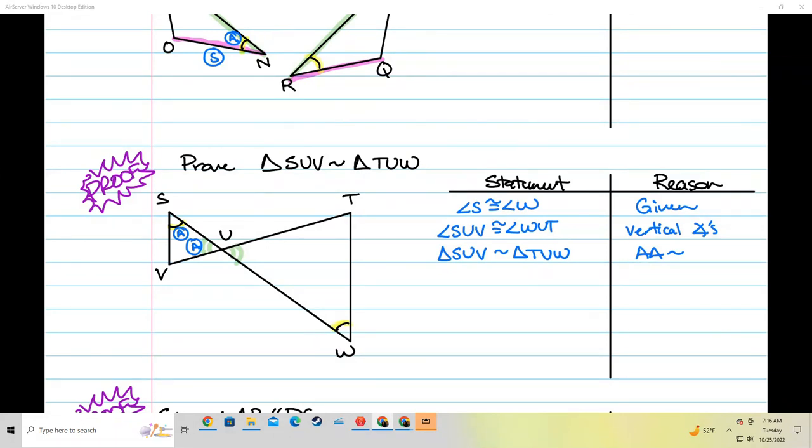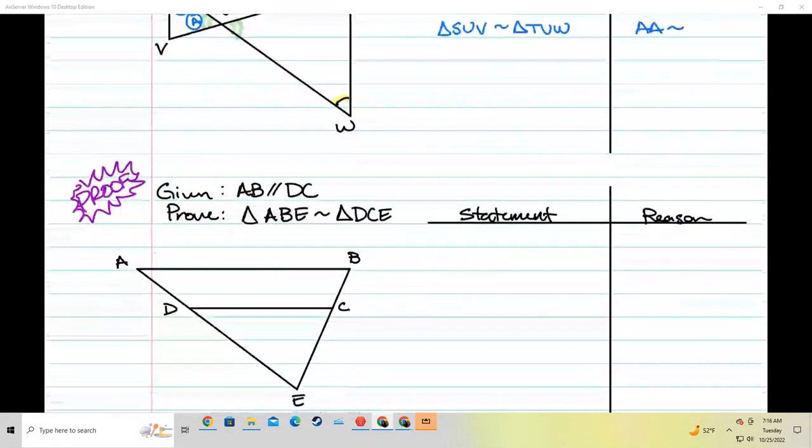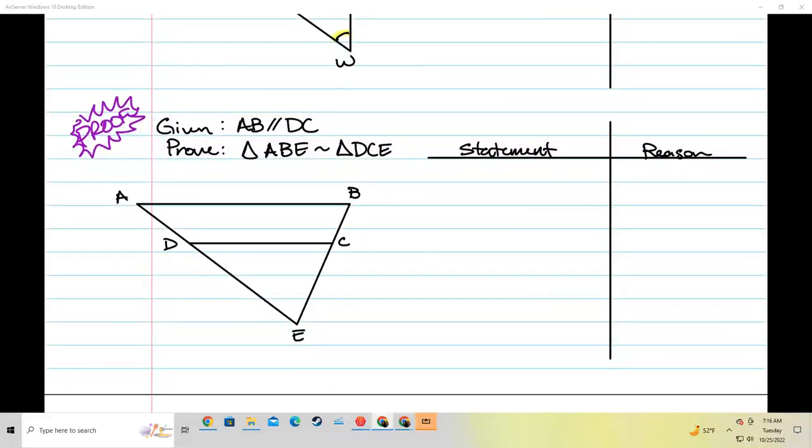So far, the two similarity proofs have been pretty easy. We're going to go over one more that's not too bad either, and then we're going to do the really challenging ones. So if you haven't done so, go ahead and press pause on the video and copy these down. I'm going to assume you already did that, so we're going to go ahead and say, given that AB is parallel to DC, I want to prove that triangle ABE is similar to triangle DCE.